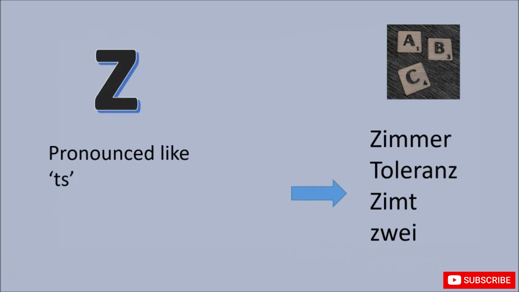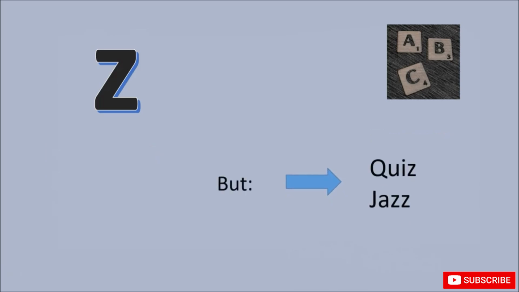Z, it's pronounced like a TS, so ts, as in Zimmer, Toleranz, Zimt, zwei. But in foreign words, quiz, jazz, it's a bit softer.